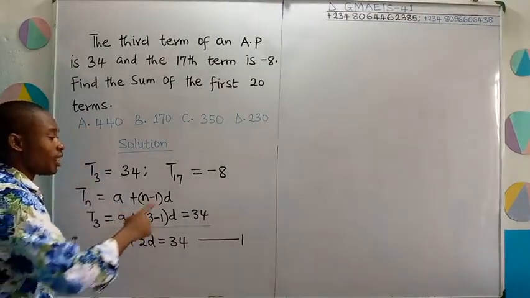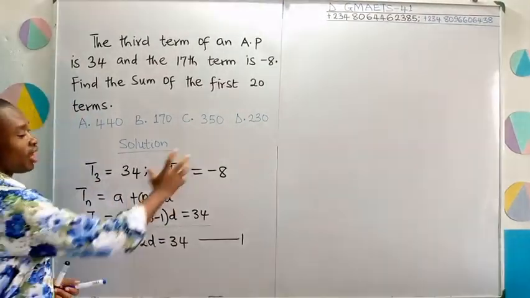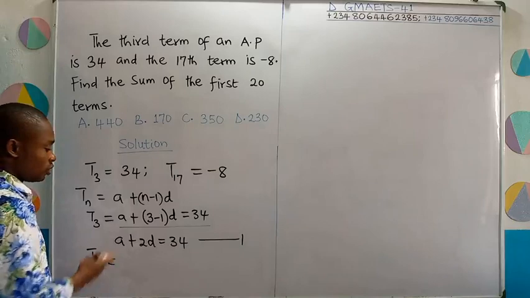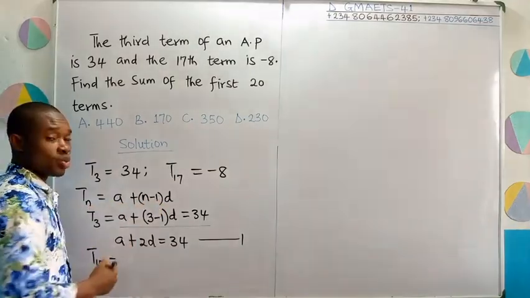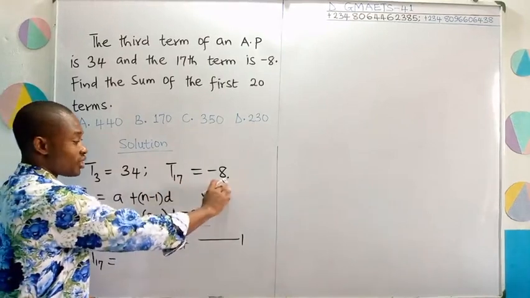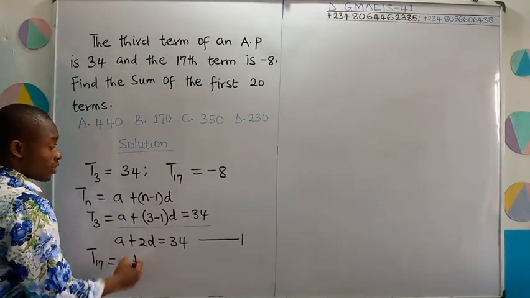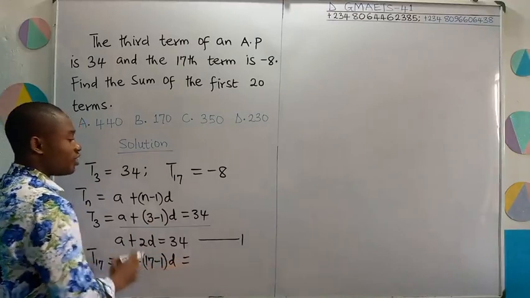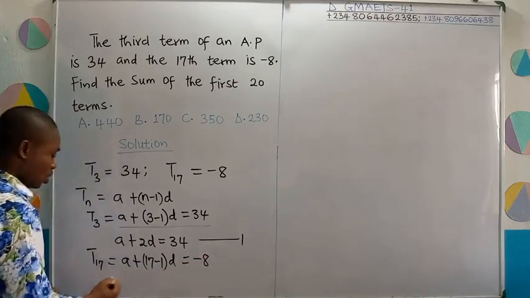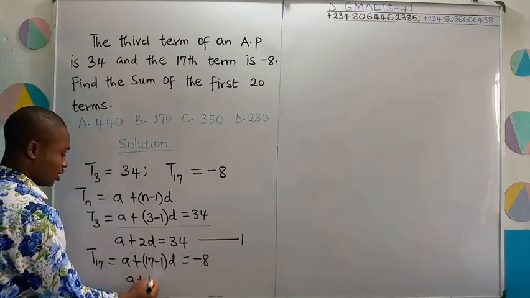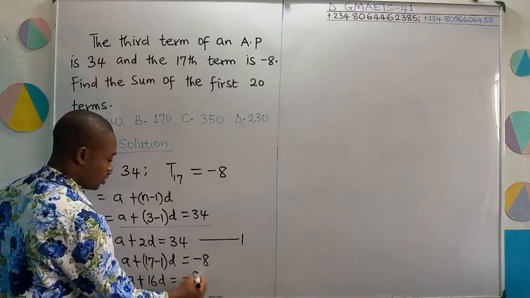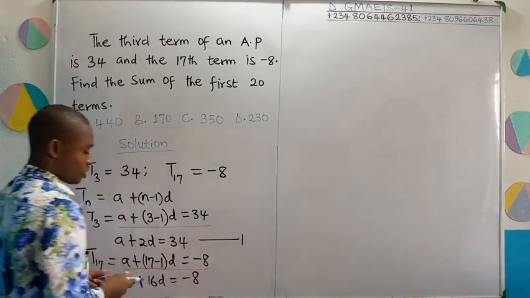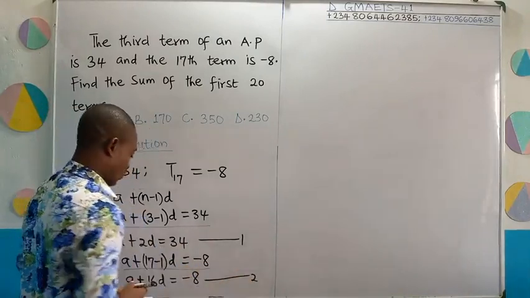We'll proceed and do the same thing for T17, whose value is given to be minus 8. So similarly, T17 will be equal to, using this formula, A plus (n minus 1) D, where n is 17, because this is the 17th term. 17 minus 1 would give us 16. Anyway, let me write it out. Then D. The value of this, according to the question, is minus 8, which means that A plus 16D will be equal to minus 8. We shall call this equation 2. Remember, at this point, I'm focusing on this part of the equation. So call this equation 2.